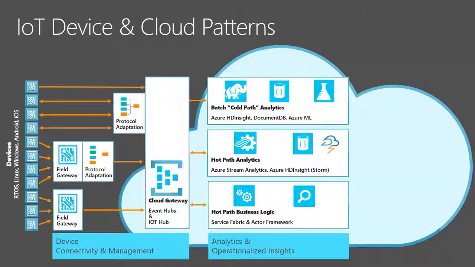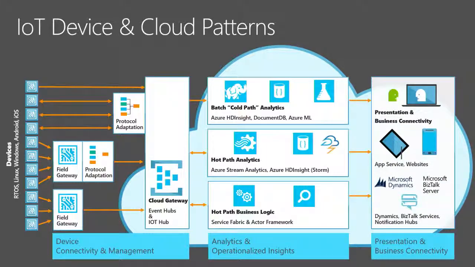You're going to use those differently for different requirements, different needs. So in the cold path analytics, you have things like HD Insight, Document DB, and Azure ML. Those are the solutions you use for that. And for your hot path analytics, certainly Stream Analytics and Storm if you're using Hadoop or HD Insight. Okay? And then we have a fabric layer and an actor framework that helps apply business logic for that hot path in the event that you need to take action.